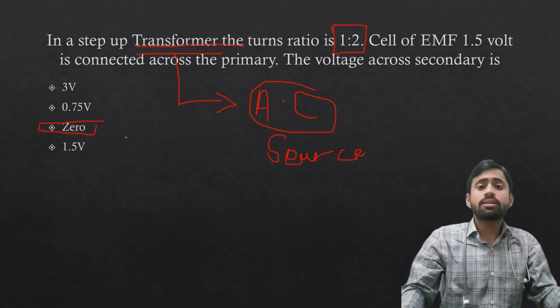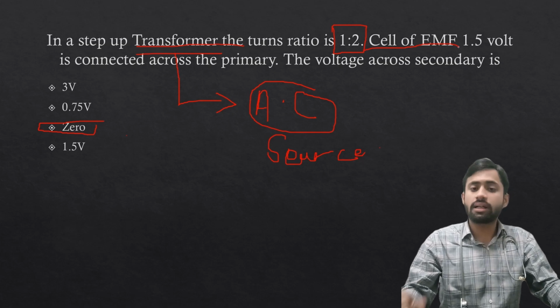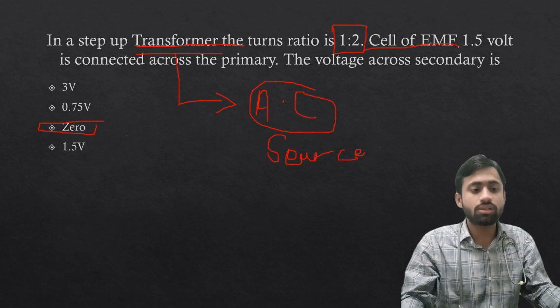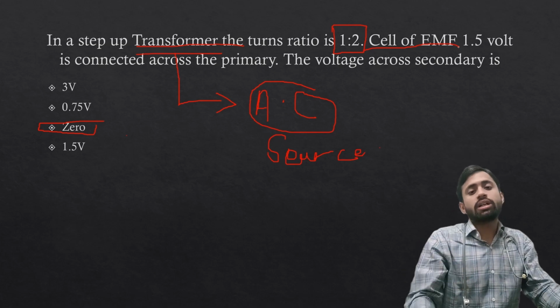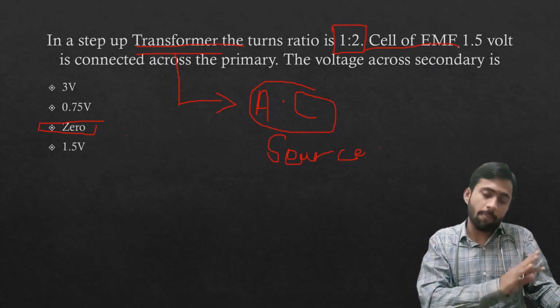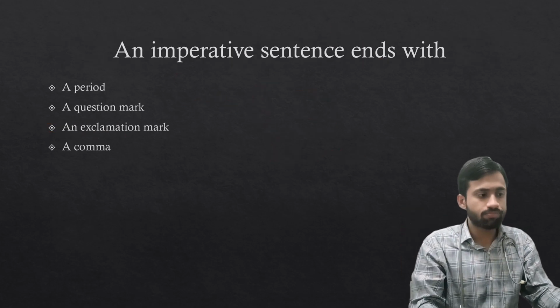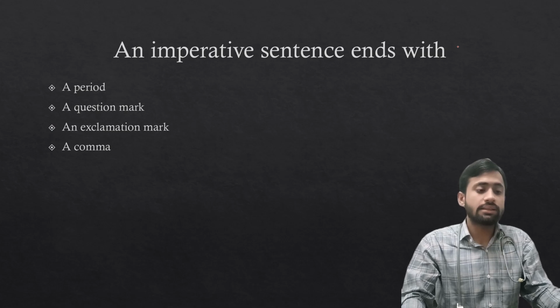What if an alternating voltage source, not a cell, of 1.5 volts was applied? Then the secondary voltage you would get would be 3 volts. That's completely another scenario. The next question states that an imperative sentence ends with.